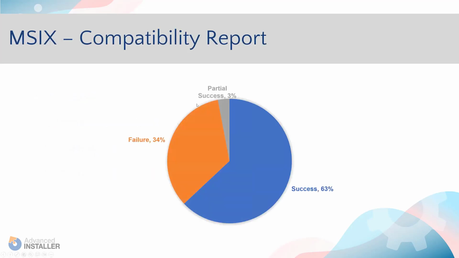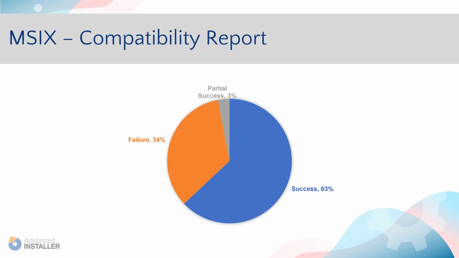For the 100 apps we tested, we triggered the conversion over the night, and in just a few hours we had this report telling us that the success rate for the applications was about 63%, 34% of them failed to convert, and partial success for 3%. But let's see what each of these means.